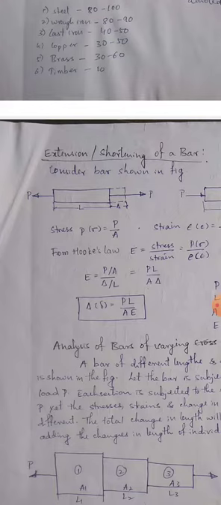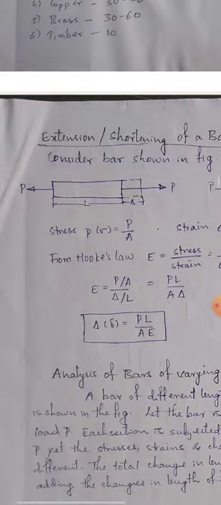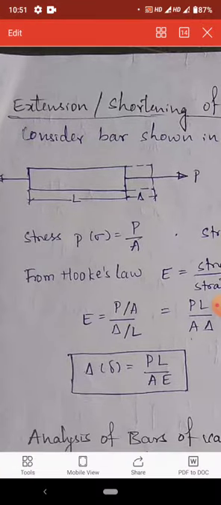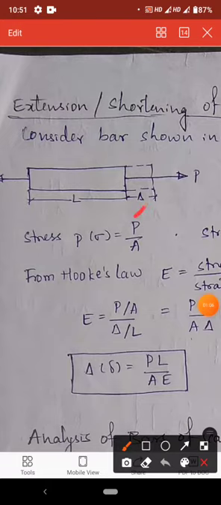So look at this bar. Consider the bar with a length L, with a cross section A. At both ends there must be a tensile force acting. Due to tensile force, there must be a change in length.